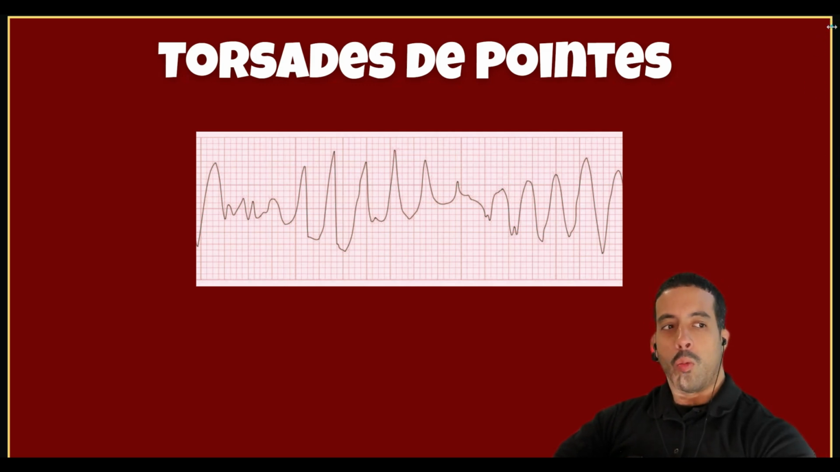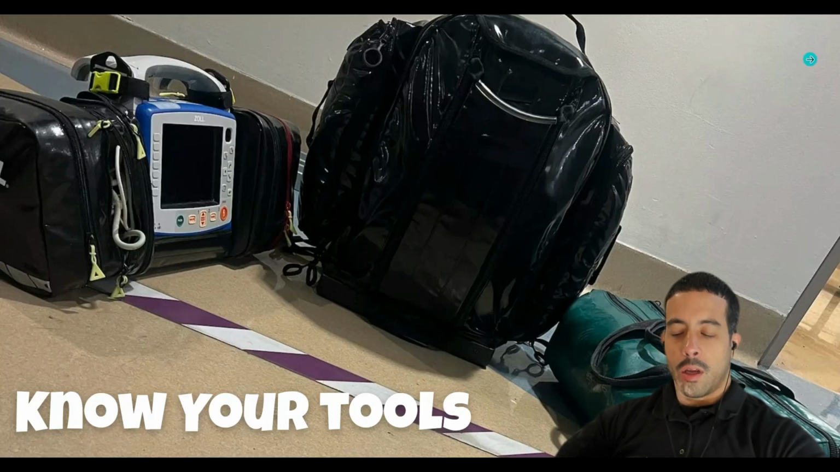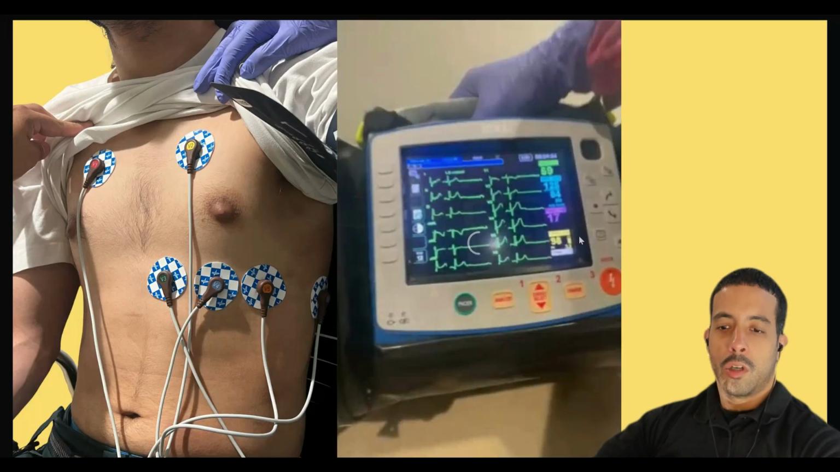Now, when we go into knowing your tools, I want you to be familiar with what's within your bags. How can you help somebody if you're not familiar with the tools that are available to you? What you see here is an oxygen bag, a response bag, and a cardiac monitor. This is what it looks like nationwide, specifically in New York City.